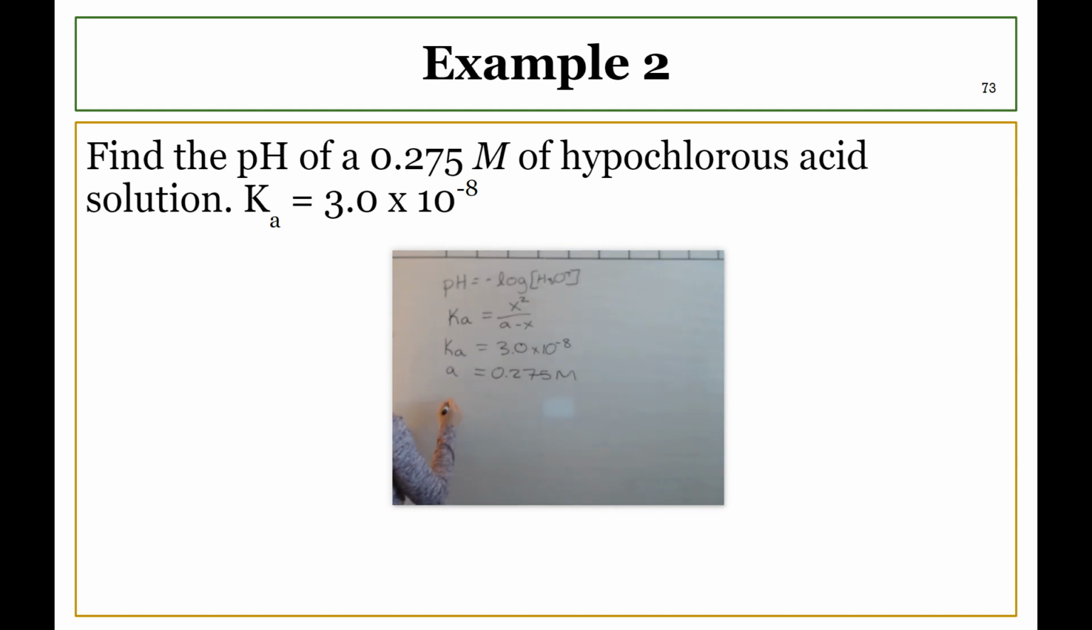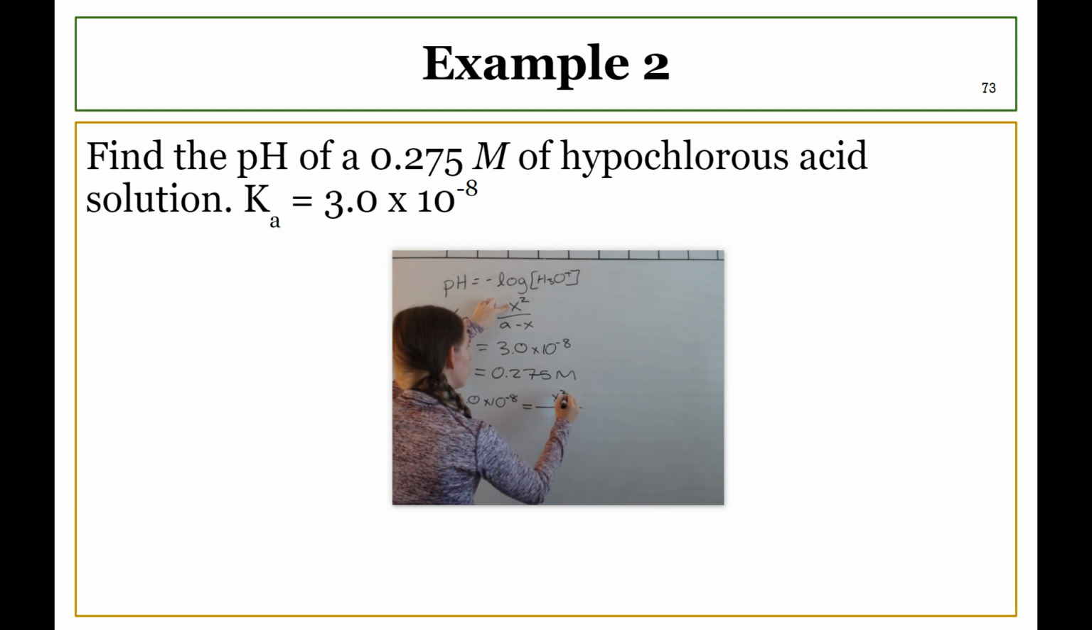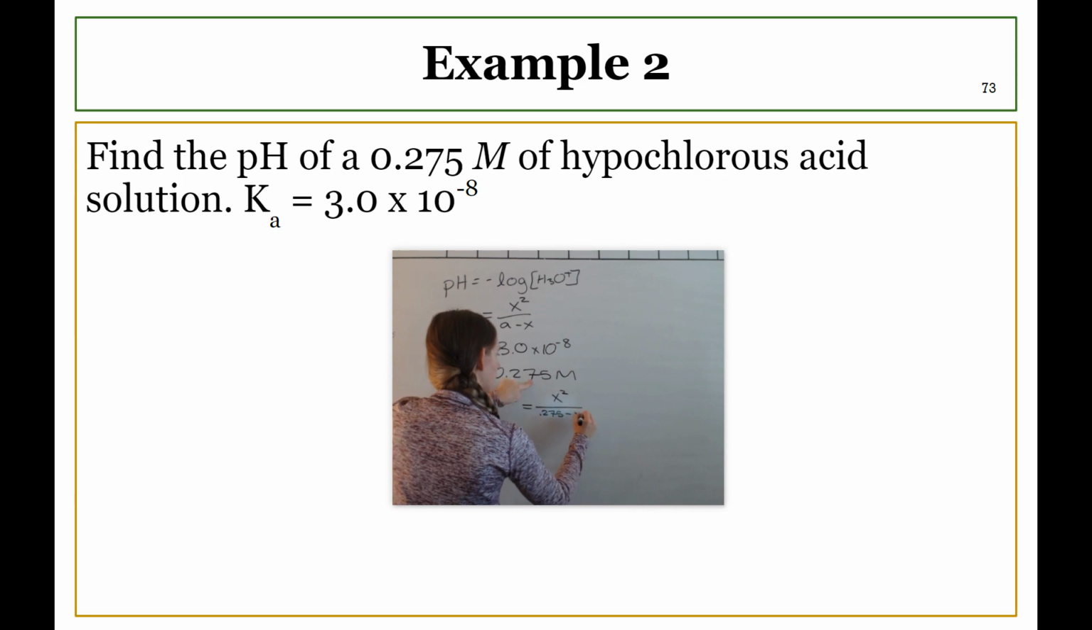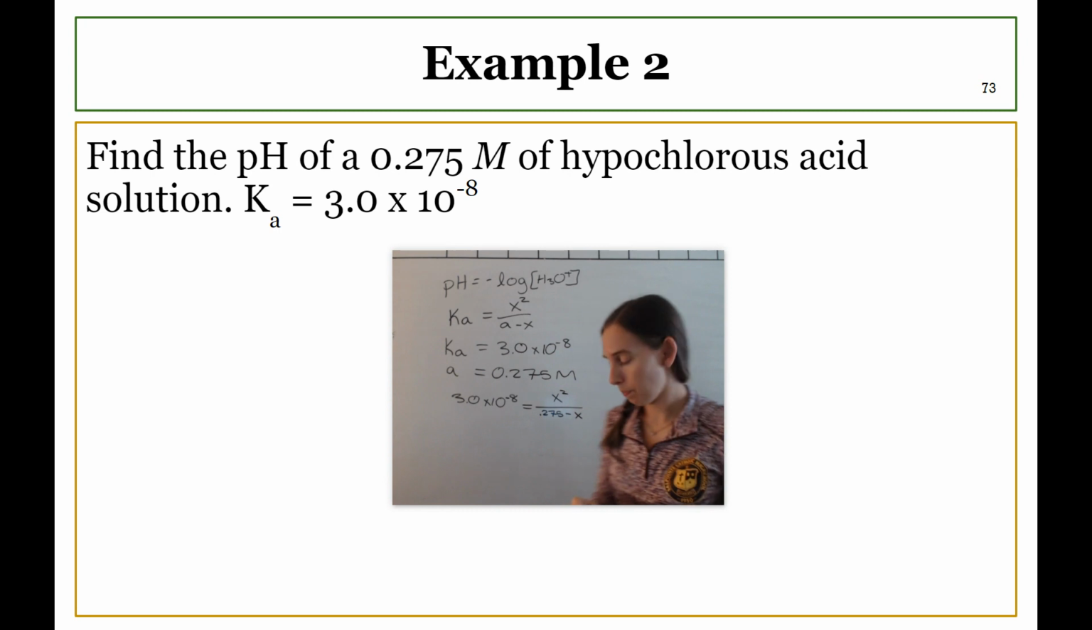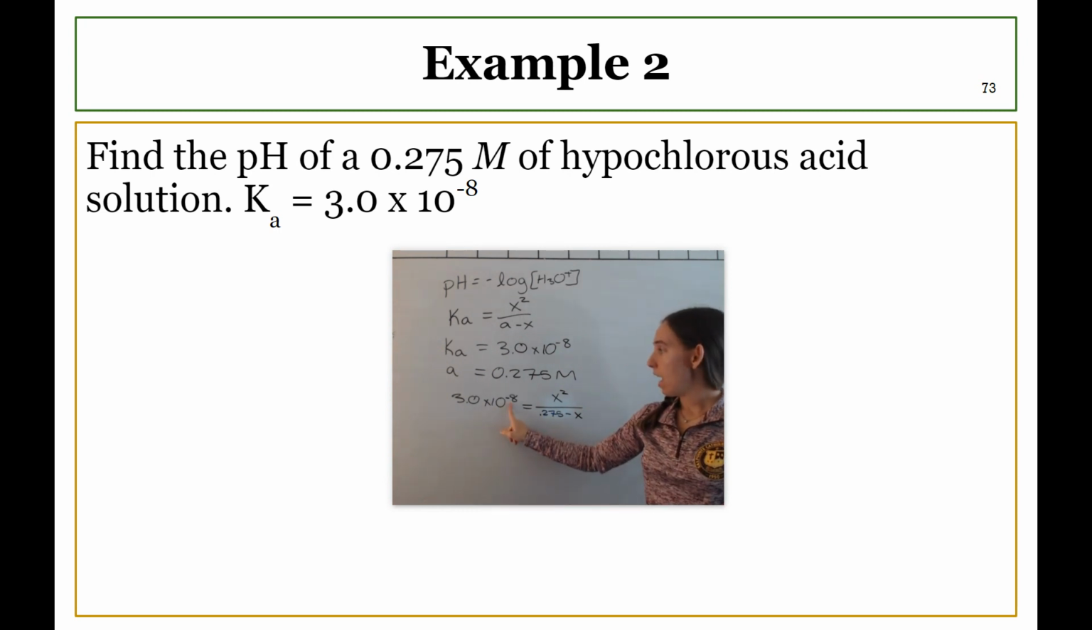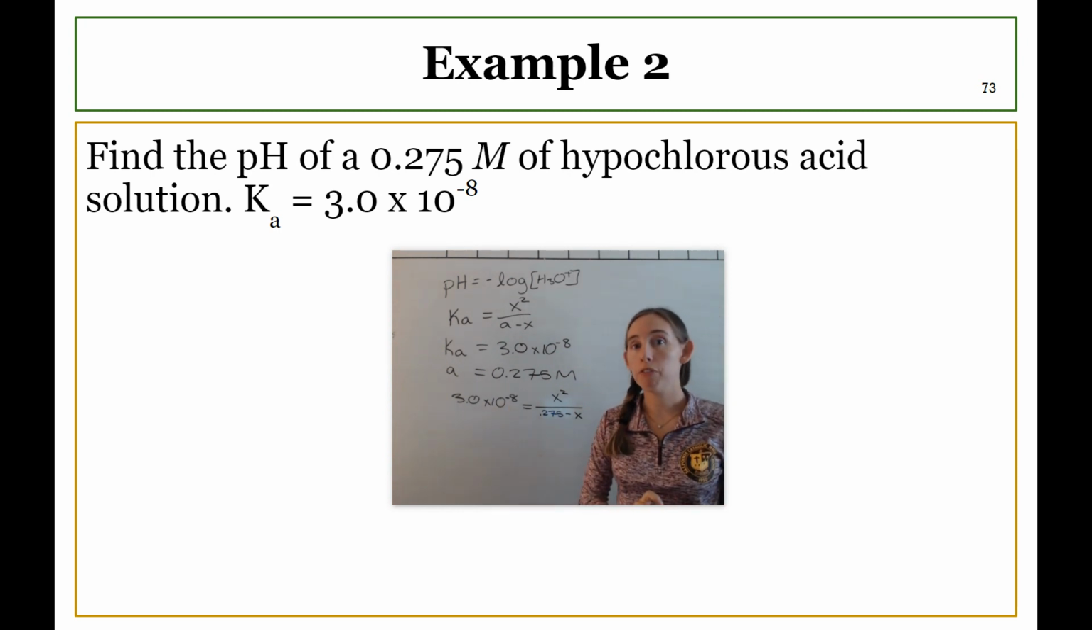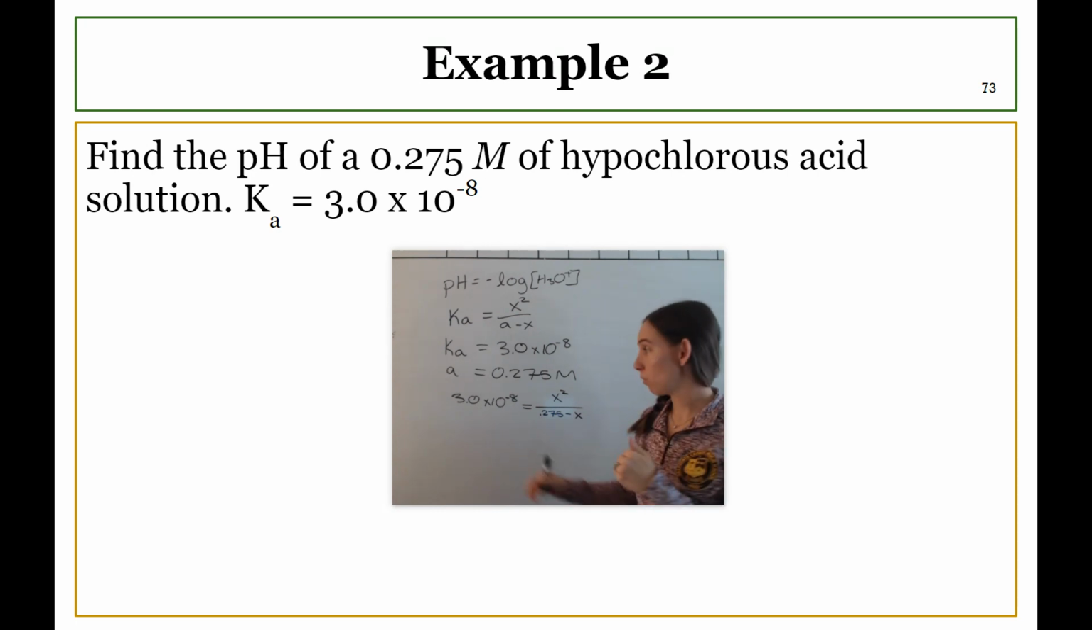Let's plug this in. So Ka is 3 times 10 to the negative 8. X is equal to H3O, and that's what we're trying to solve for. We have A is 0.275 minus X from the problem. Again, here's your test: if your Ka has an exponent of 10 to the negative 4 or smaller, so like 10 to the negative 8 is a smaller value than 10 to the negative 4, you get to ignore the x in the equation. So we just ignore it.